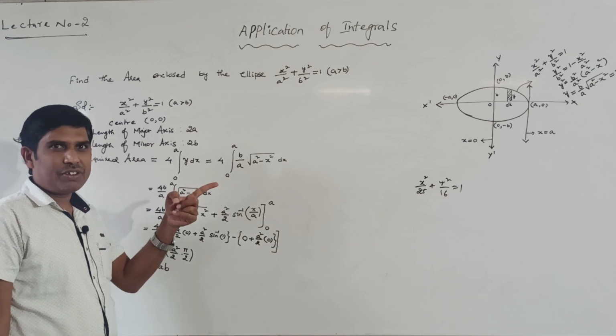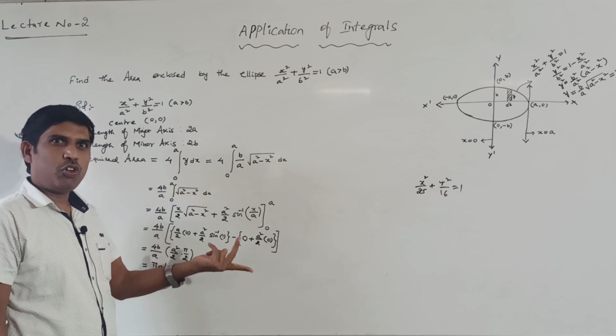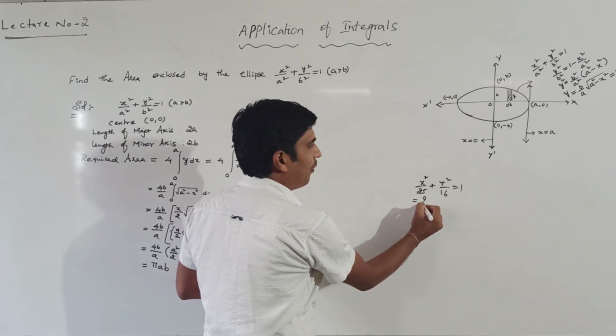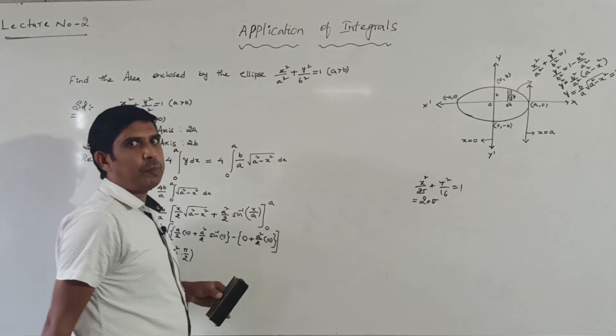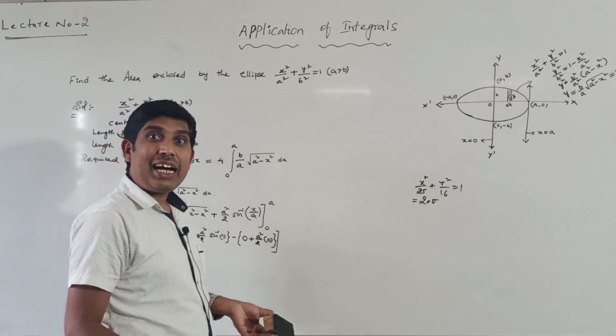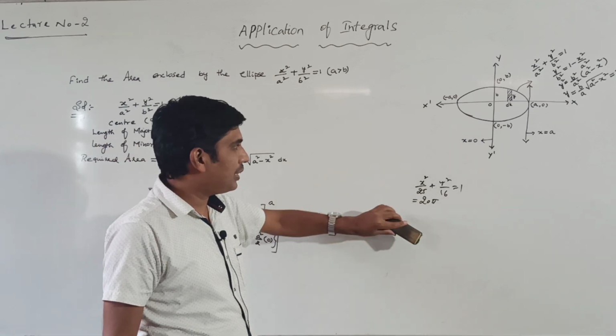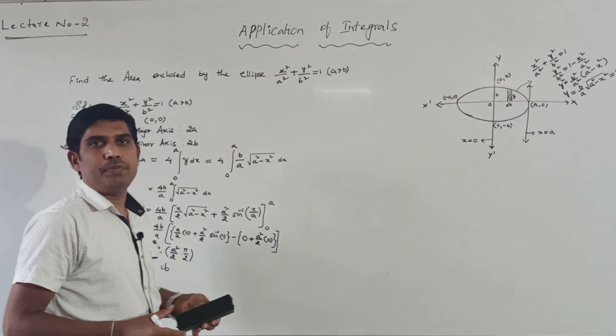What is the a value there? 5. The b value is 4. Therefore what will we get? The required area is nothing but 20 pi. So previously they asked this in CET, that's why I am saying remember the formula.